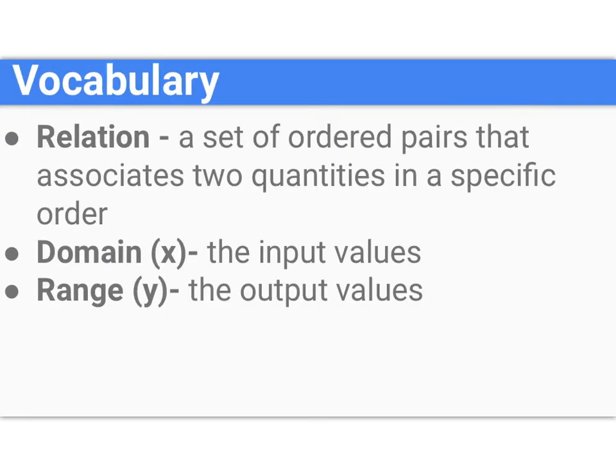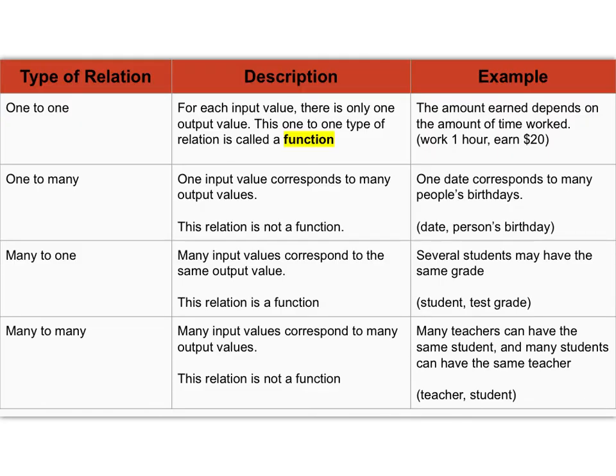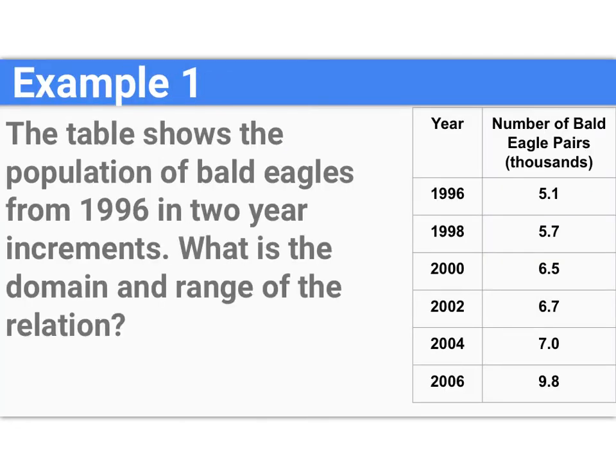Here's our objective, our vocabulary, our function. All right, so this chart is here for you to look. Please pause and read over these items. Okay, so let's look at our first example. The table shows the population of bald eagles from 96 in 2-year increments. What is the domain and range of the relationship?